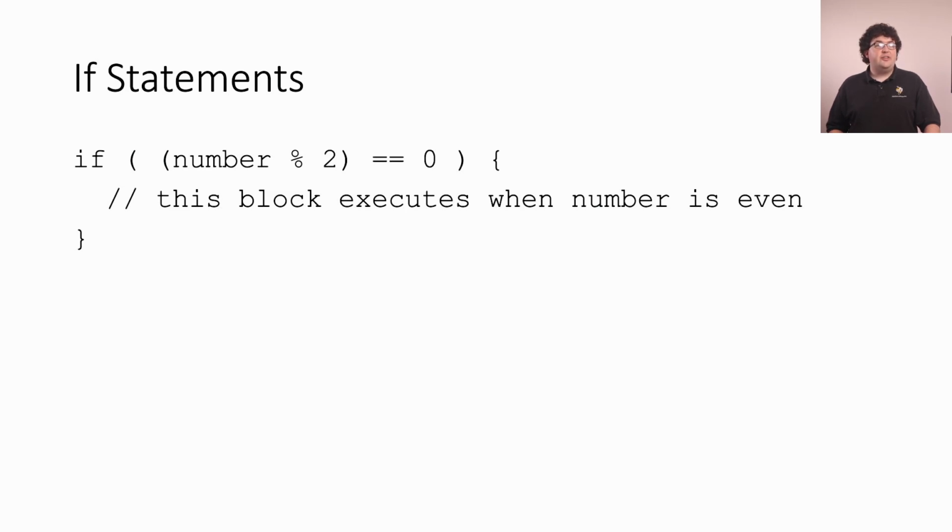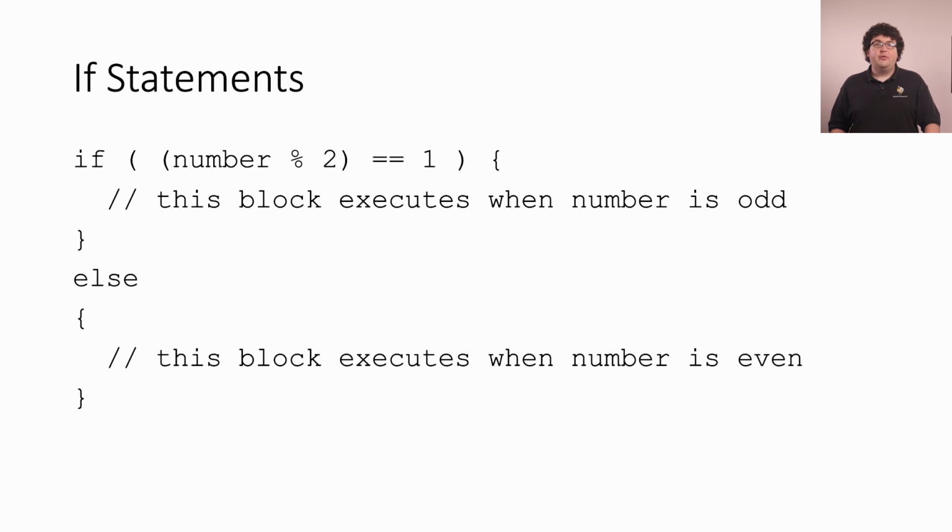If the expression is false, nothing from the body gets run, and the program jumps to the first line after the if statement's body. You can also add a second block of code that is run when the condition is false. This is done with the else keyword. In this example, the first block runs if number is odd, and the second block runs if number is even.